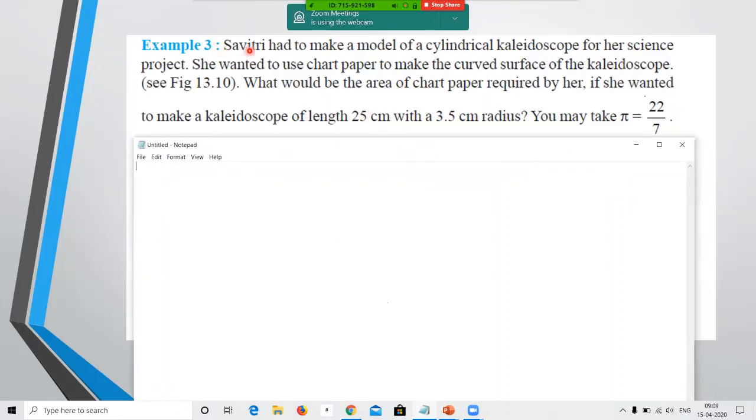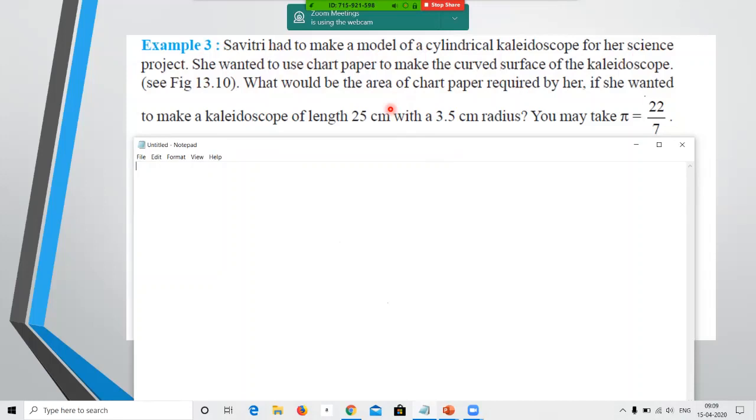This is an example from the textbook itself. Savitri had to make a model of a cylindrical kaleidoscope for her science project. A cylindrical kaleidoscope is nothing but a small cylinder itself. She wanted to use chart paper to make the curved surface of the kaleidoscope. What would be the area of the chart paper required by her?